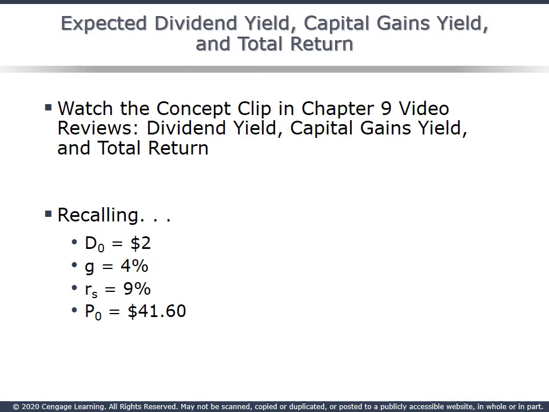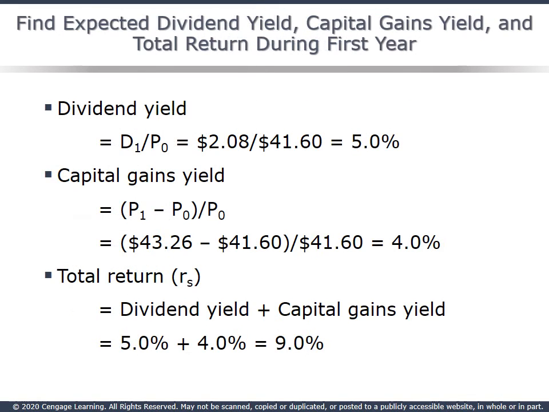It's 9%. So based on all that information and our constant growth model, the equation for firms that fall into that category, the current expected price was $41.60. So we're going to use that information to find dividend yield, capital gains yield, total return. So the dividend yield on this common stock is found by taking its next dividend divided by its current price.